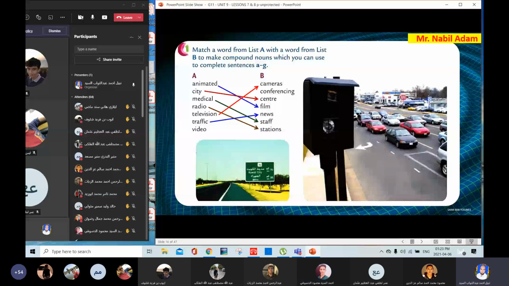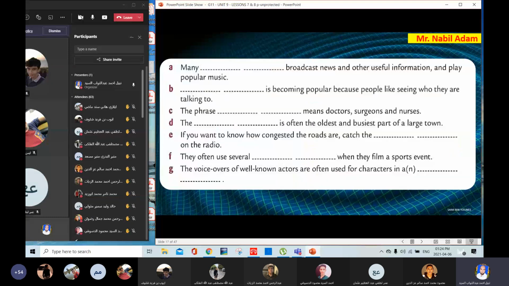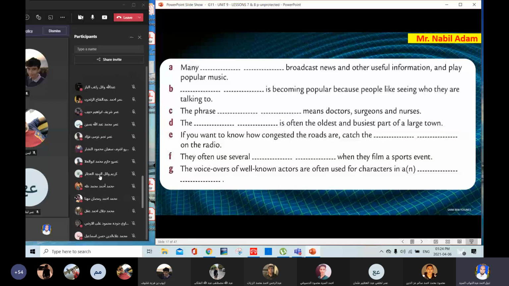Yes, the next exercise, you are going to use these compound nouns to complete the next sentence. So you have to be careful. Read these compound nouns and then use them to complete the sentence. Please read and choose one of the compound nouns you have just already matched. Let's see who's going to complete. Yes, Muhammad Ahmed Ramadan.